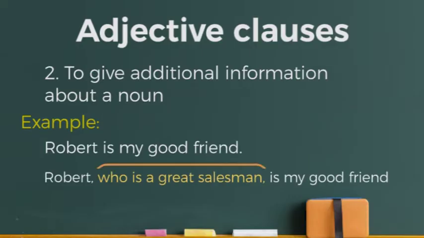We will usually write the adjective clause right after the noun we are defining or describing. In this sentence, the noun is Robert. Also, please note that when we give extra information in the relative clause, it has to be between commas.